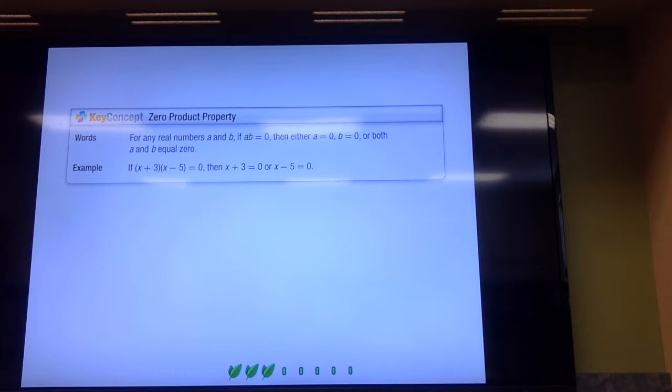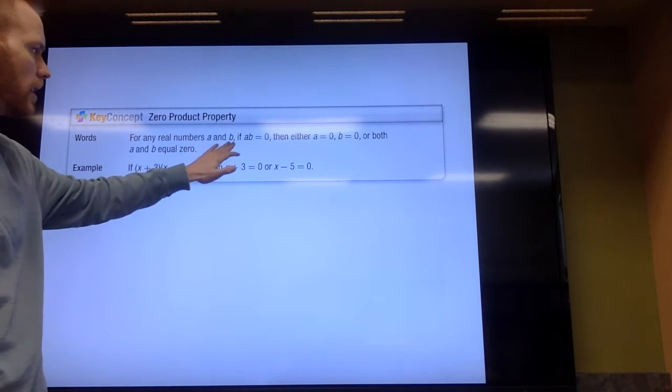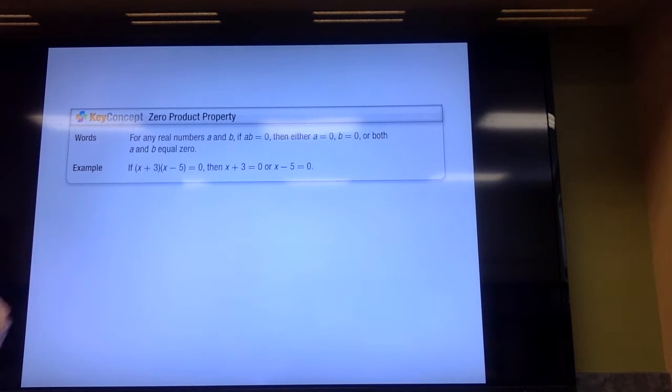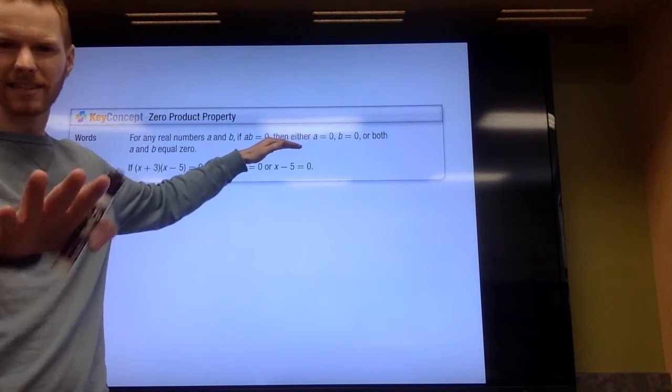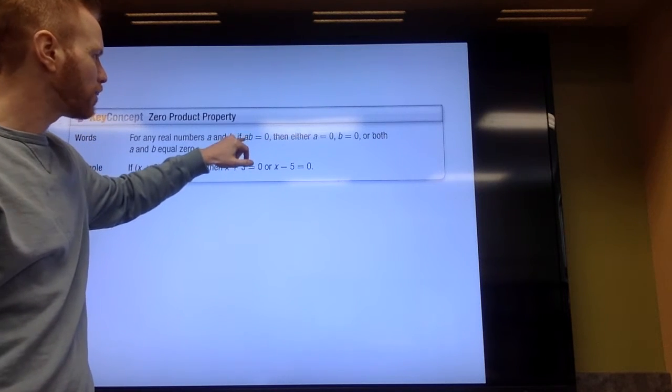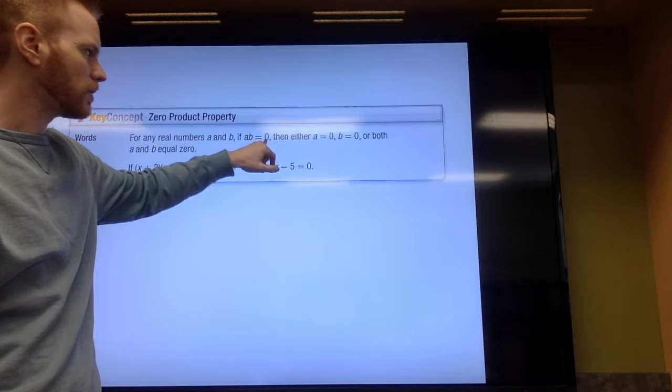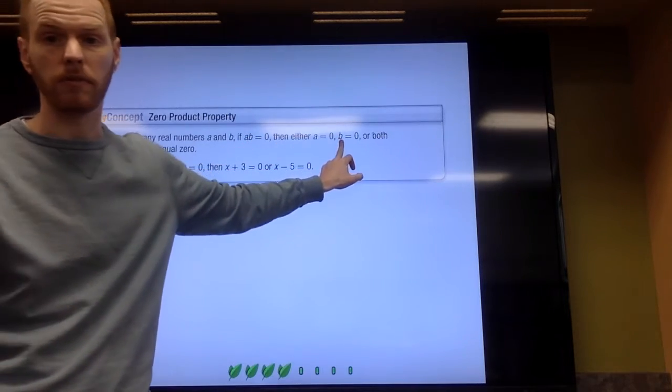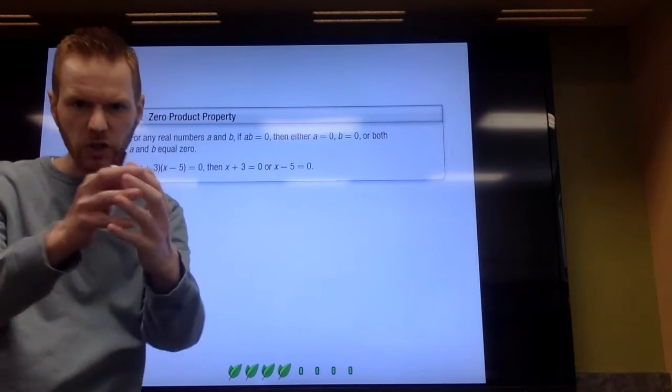Okay, let's look at the zero product property. For any real numbers a and b, if a times b equals 0, then a or b has to be 0. Look at that statement. That makes sense, though, doesn't it? If both of these numbers multiplied together give me 0, one of them has to be 0 for that to be true.